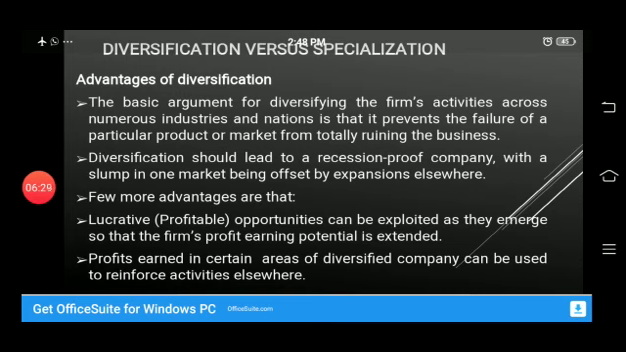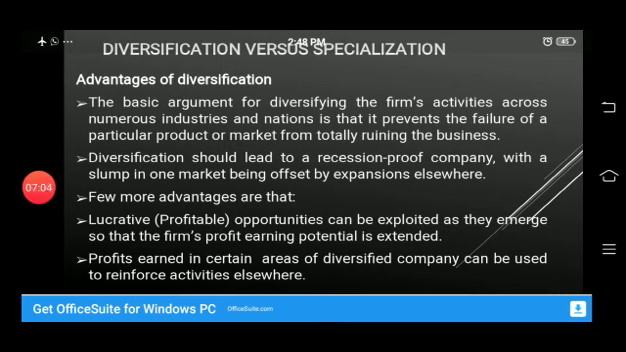Now we will discuss the advantages of diversification. The basic argument for diversifying the firm's activities across numerous industries and nations is that it prevents the failure of a particular product or market from totally ruining the business. Second, diversification should lead to a recession-proof company, with a slump in one world market being offset by expansion elsewhere.